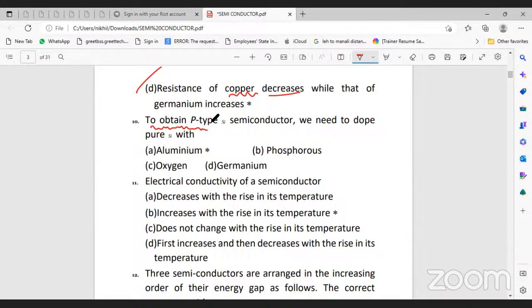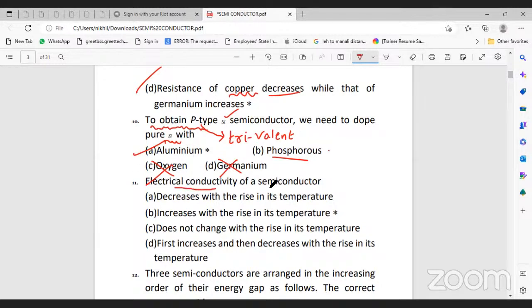To obtain the p-type silicon semiconductor, we need to dope with what? In order to get a p-type, it should be doped with a trivalent element. Phosphorus is pentavalent. Germanium is pure. Oxygen is also 5 electrons. So in order to get the trivalent, it is aluminum. Aluminum, indium, gallium, boron, they are all trivalent.